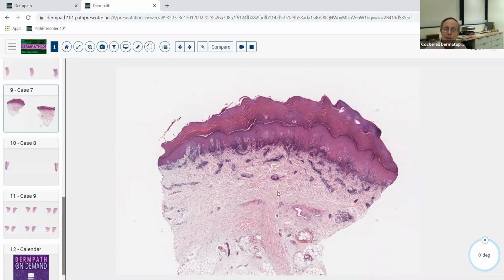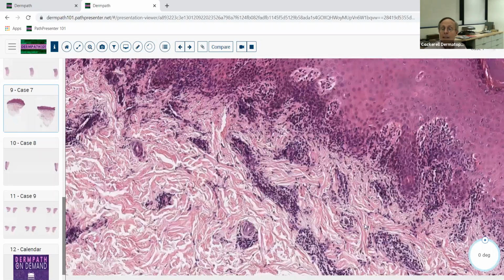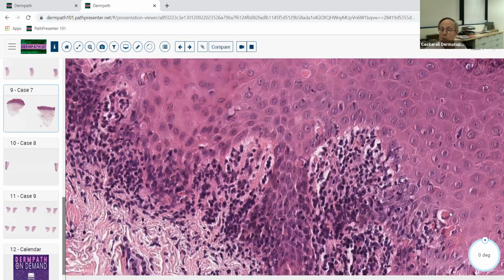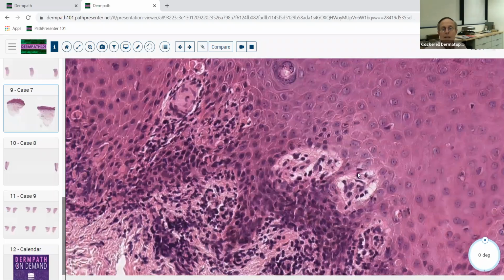And at low magnification, you can see that there is a mostly lymphocytic infiltrate. You can see that it's hugging the lower part of the epidermis. And as we go to higher magnification, you can see once again that there is vacuolar alteration here at the dermoepidermal junction. And notice that there are all these individually necrotic keratinocytes. So this is what we see in an early lesion of erythema multiforme.